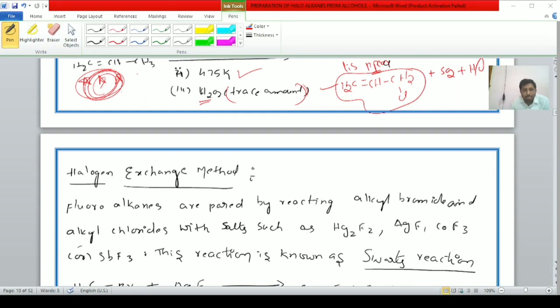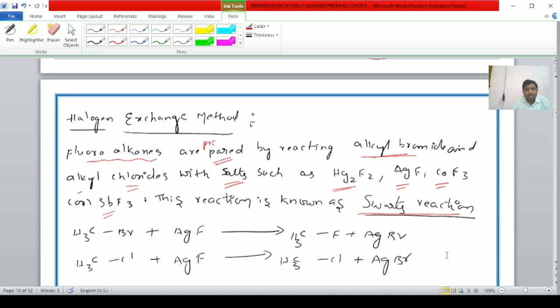Next method, student: preparation of alkyl halides by using the halogen exchange method. Right, students, halogen exchange method. Fluoroalkanes are prepared by reacting alkyl bromides and alkyl chlorides with salts such as Hg2F2, mercurous fluoride, silver fluoride AgF, cobalt trifluoride, and antimony trifluoride. This reaction is known as the Swarts reaction.